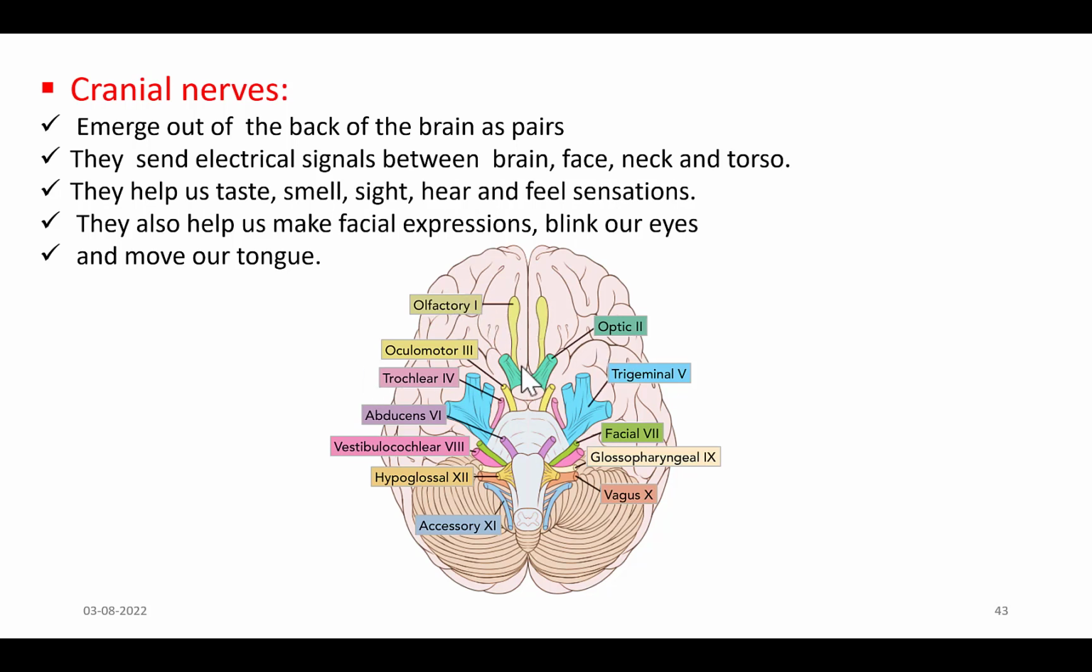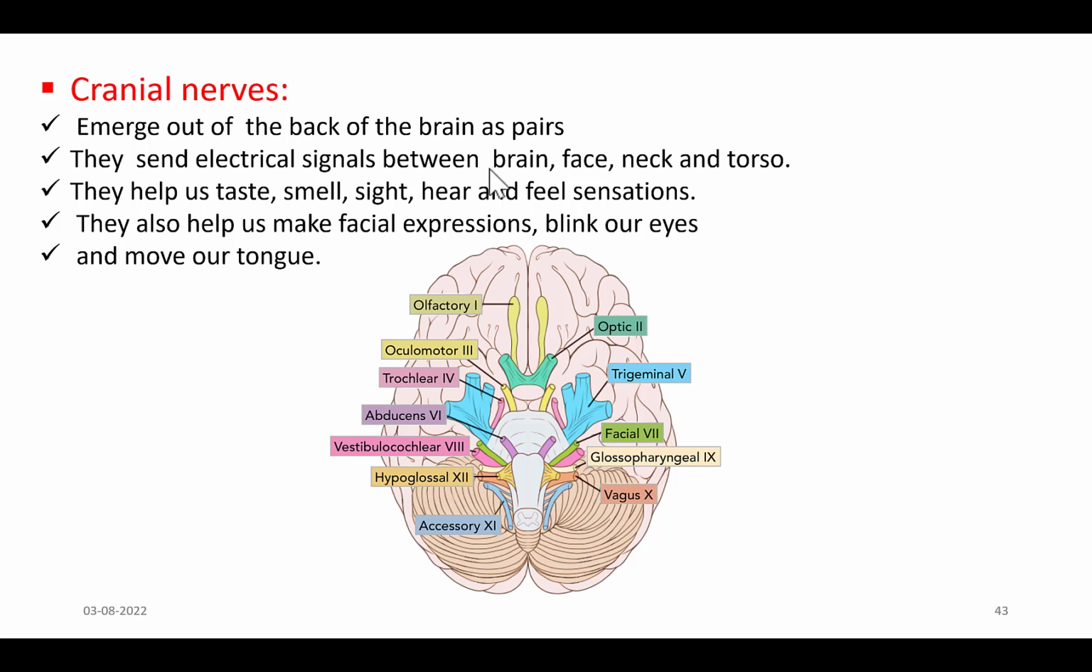These nerves transmit electrical signals between brain, face, neck and torso. Torso means trunk of our body, that is until pelvic region. So they transmit information between these parts. And information is in the form of electrical signals. Why? Because brain cannot understand any other language. Brain can understand only electrical language. So that is the reason why the information through nervous system goes in the form of electrical signals.